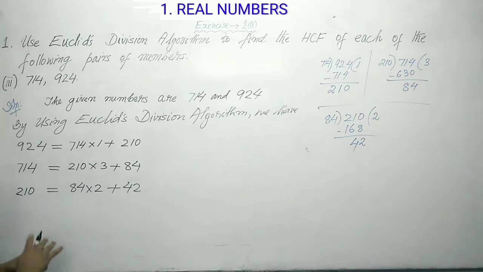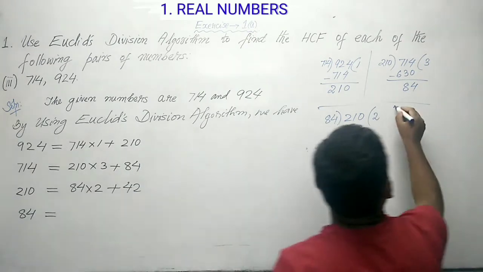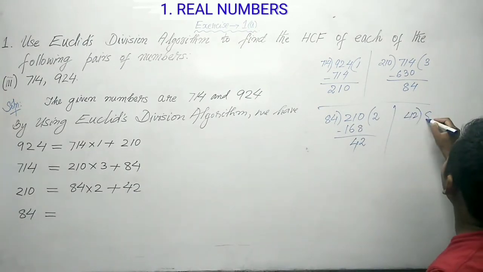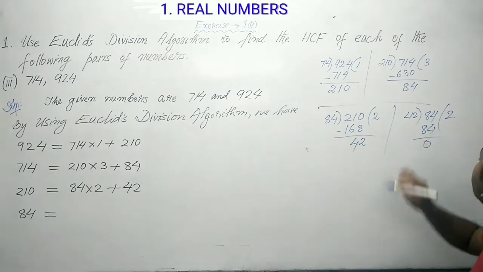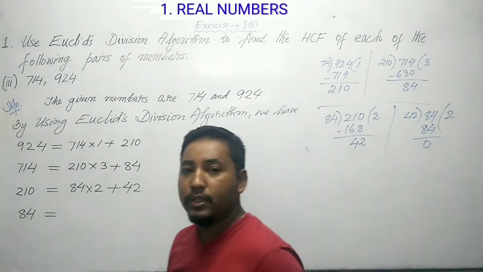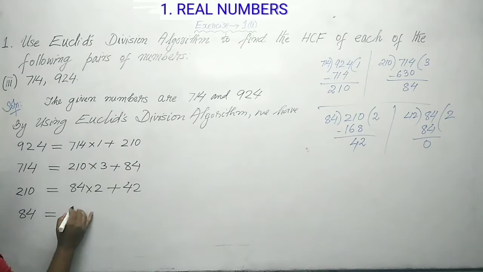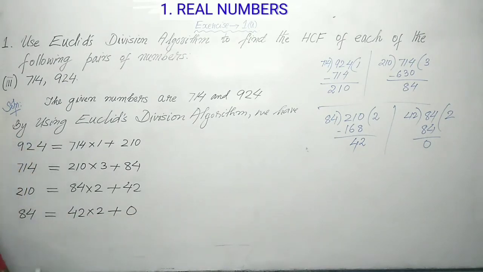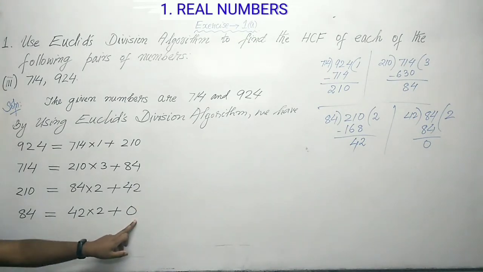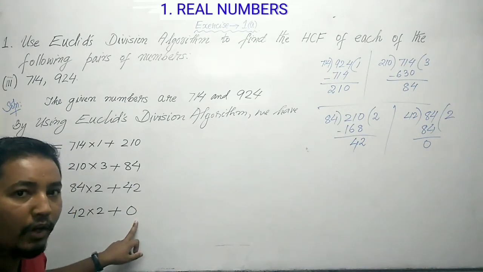Let us go one more time. Divide 84 by 42. 42 will divide 84. 42 twos are 84, and yes, the remainder now becomes 0. So let us write down 42 into 2 plus 0. Now it becomes easy. Now we got the remainder as 0.